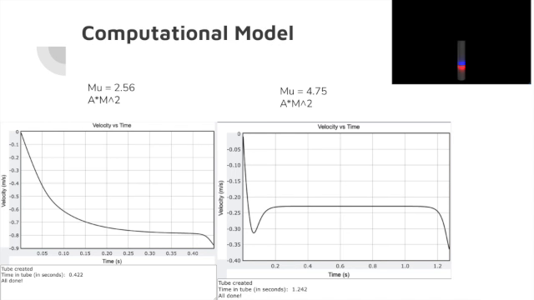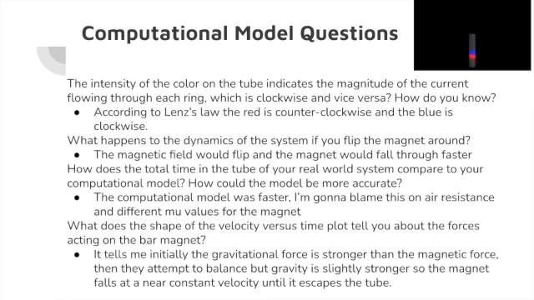And then for my computational model, you can see in the top right-hand corner, this is the actual physical model of the magnet with the blue and red. This was really annoying to screenshot because it went down so fast. I probably realized now that I could have just changed the time step, but I was too lazy to do that. And then my first mu value from Lab 3 was 2.56, and it said that the magnet would have gone through in 0.4 seconds, which is wrong. So I just plugged and chugged it until I got 4.75 to get 1.24 seconds, which was pretty accurate.